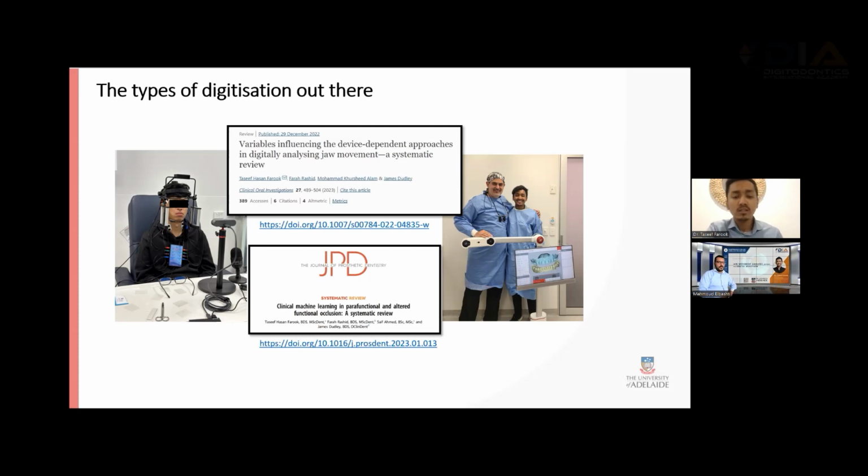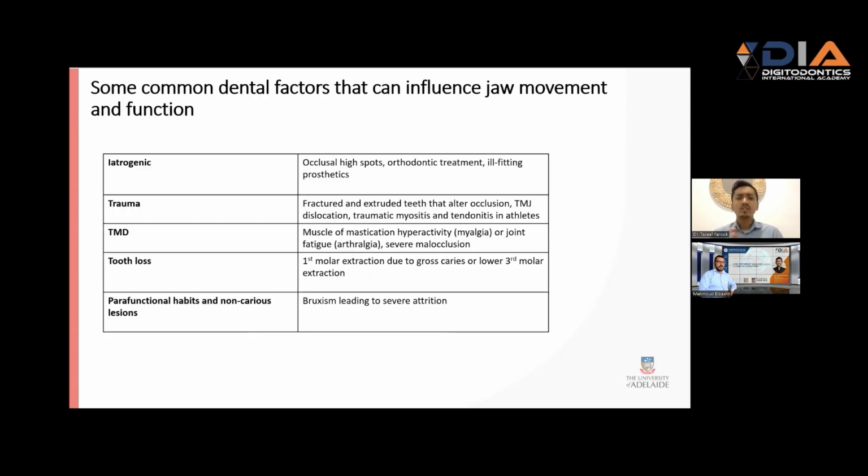And in the process, we have worked on creating several systematic reviews on the topic, and most of them have been published with pretty well-reputed journals. So what I'm talking about is from my personal clinical research experience, as well as from the experience that was previously documented. So some of the common dental factors that can influence jaw movement are iatrogenic, which usually is an occlusal high spot or post-orthodontic treatment complications.